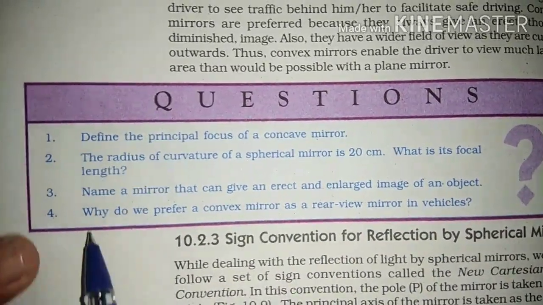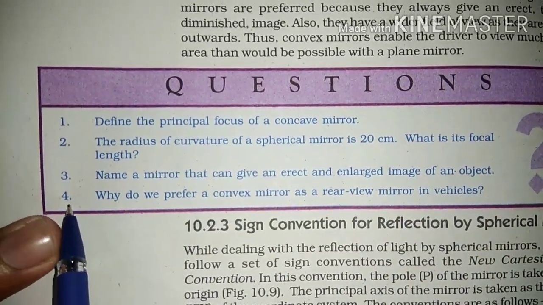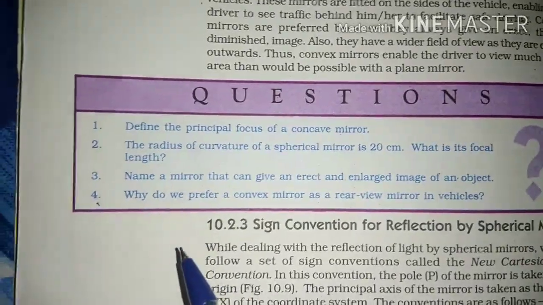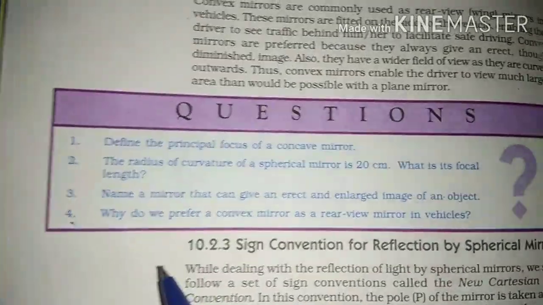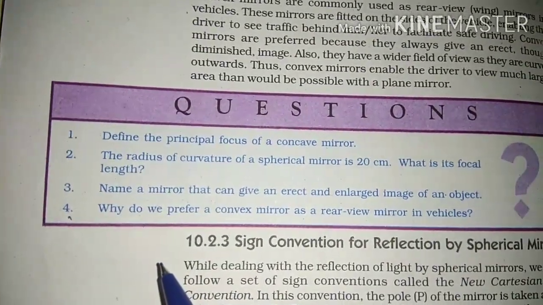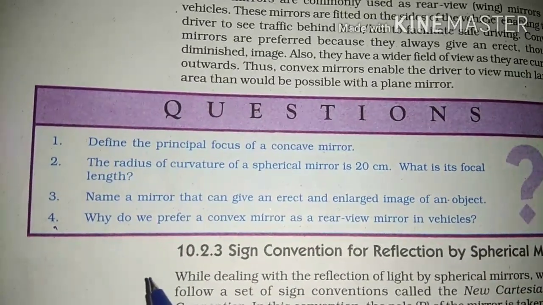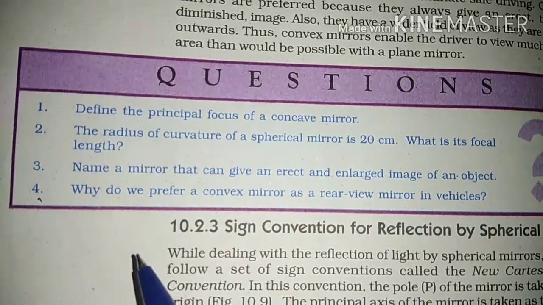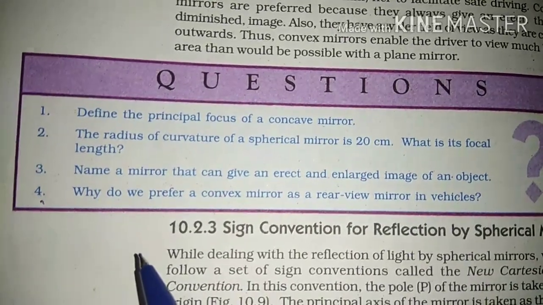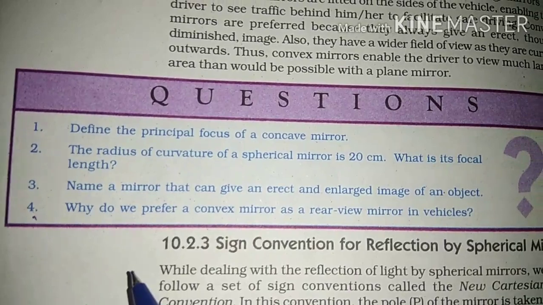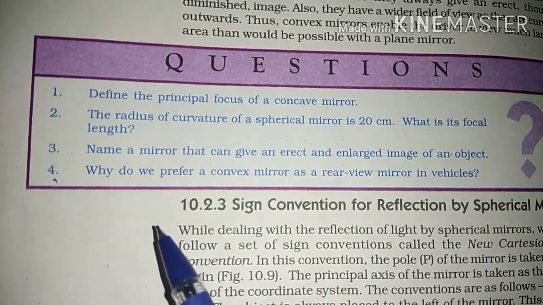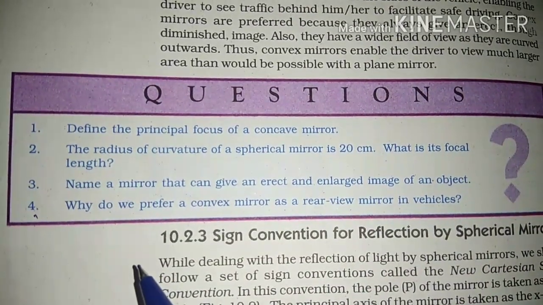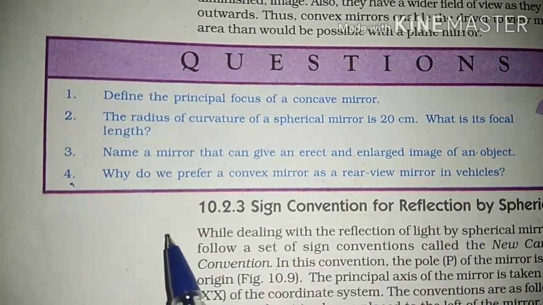I have just given the answer to question 4. Once again, I am repeating the answer. Convex mirrors form a diminished and erect image of any object. Also, its reflecting surface is outward tilted, so the field of view becomes larger. This enables the driver to see vehicles in a large region, a large area, so it is preferred.